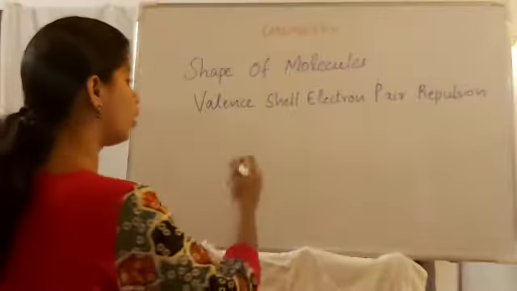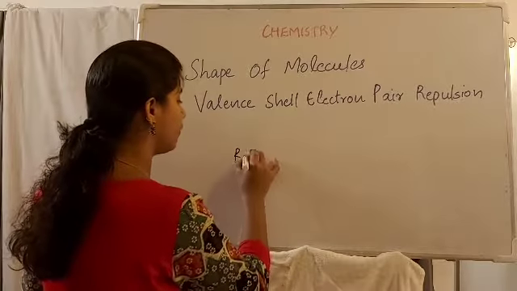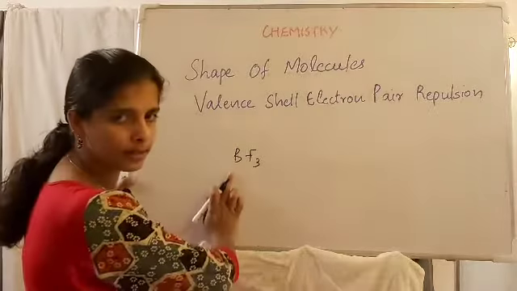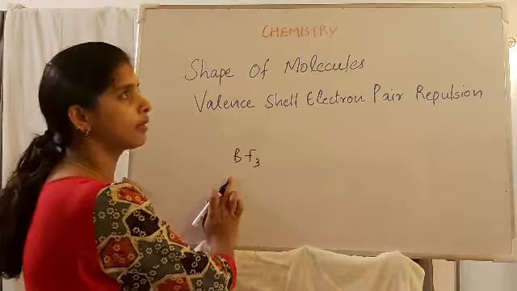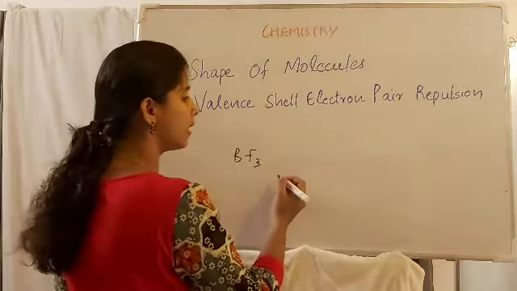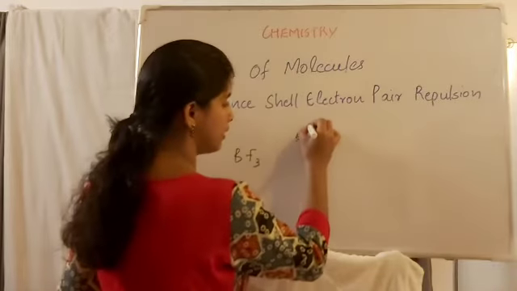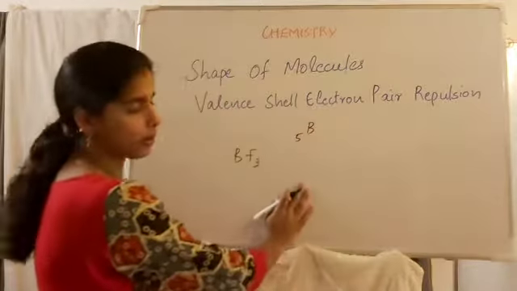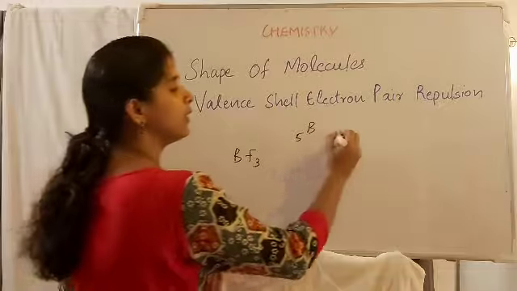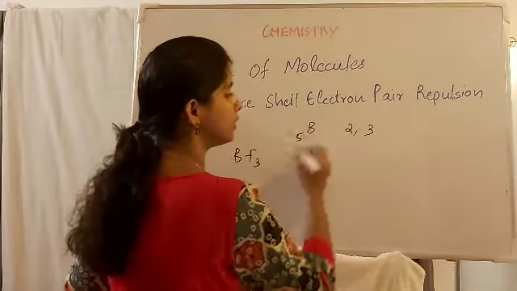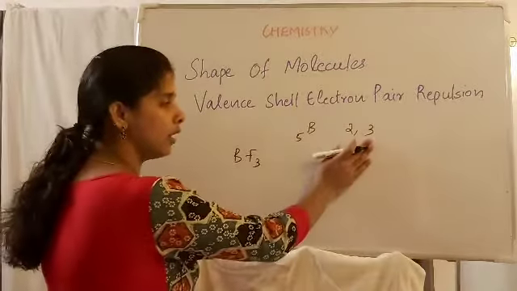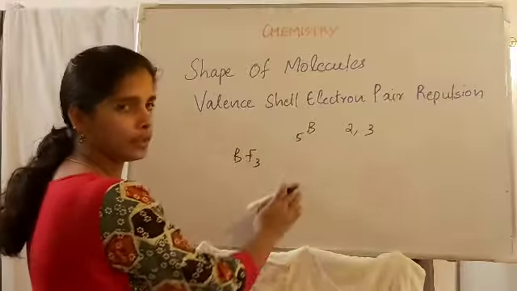BF3, boron trifluoride. Here boron is the central atom. What is the atomic number of boron? It is 5. The atomic number of boron is 5. So altogether the shell-wise electronic configuration of boron is 2, 3.